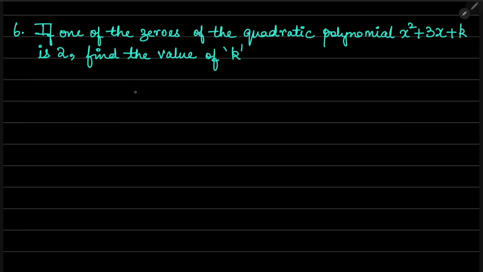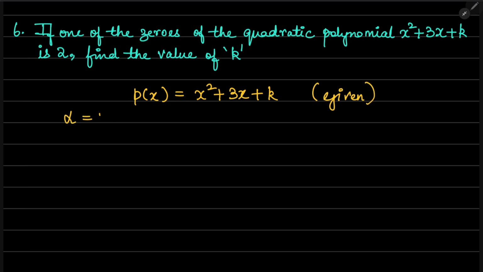So here, the given polynomial, let it be p of x equal to x square plus 3x plus k. This is given in the question. So one of the zeros, let alpha be 2. One of the zeros of the polynomial is given, right? So if one of the zeros is 2, find the value of k. Now, here, what is a and what is b and what is c? A is 1, b is the coefficient of x, which is 3, and your c is nothing but k, right?